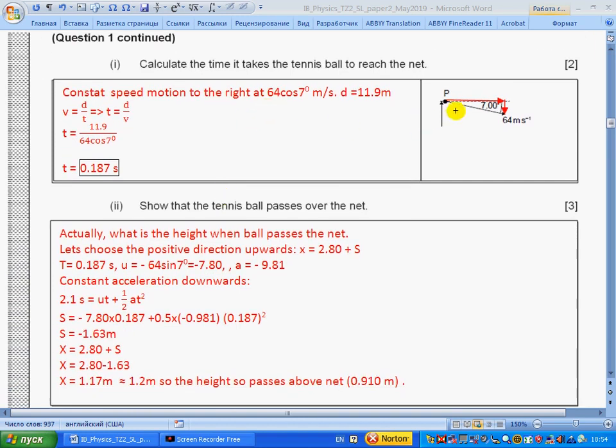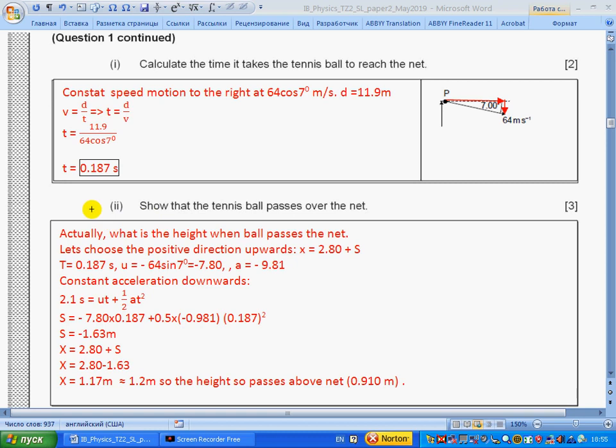So we should resolve the velocity of 64 meters per second into a horizontal component and a vertical component. The horizontal component will not change, so it moves horizontally at constant speed to the right, and its value is 64 cosine 7 degrees. The distance is 11.9, so velocity equals distance divided by time, and time equals distance divided by velocity. Substituting the values, you get 0.187 seconds.